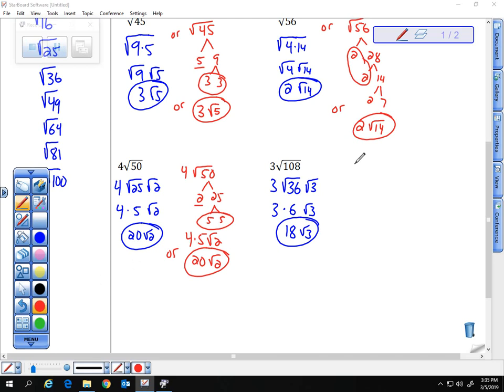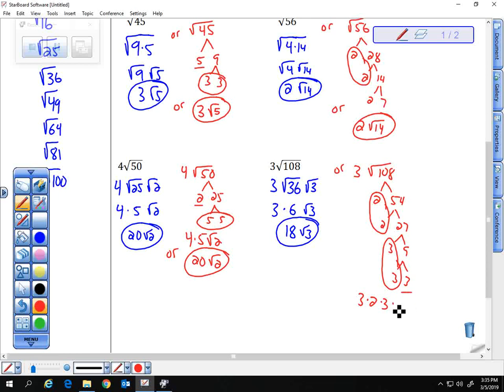Other method, 3 square root of 108. You can break it down to 2 and 54, which is 2 and 27, which is 3 and 9, and then another 3 and 3. Partnering up the square roots of 2, square root will be 3. So it's going to be 3 times 2 times 3 with a square root of 3 still inside. 3 times 2 and 6 times 3 is 18 square root of 3. So again, same answer.